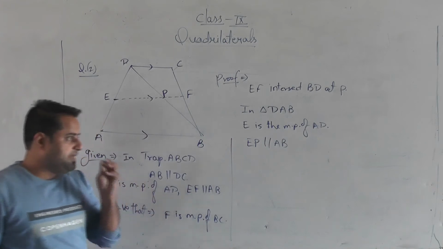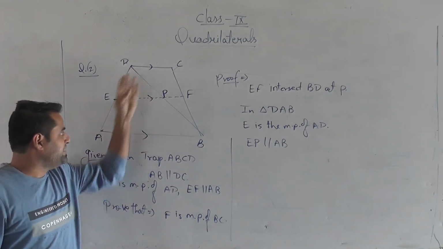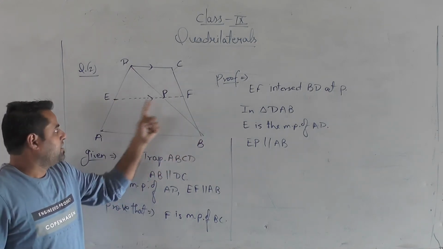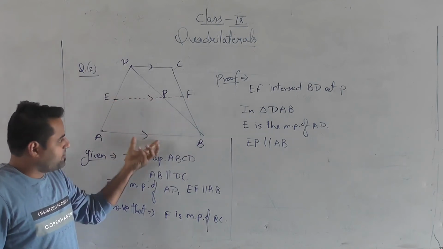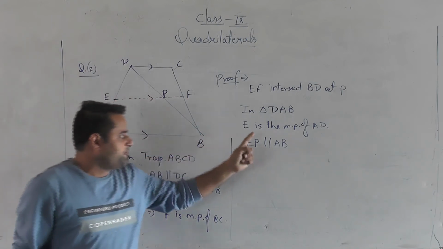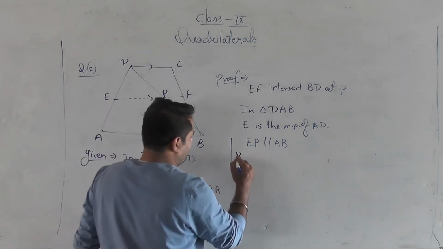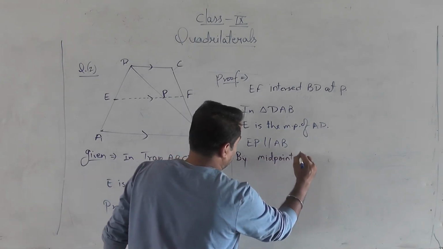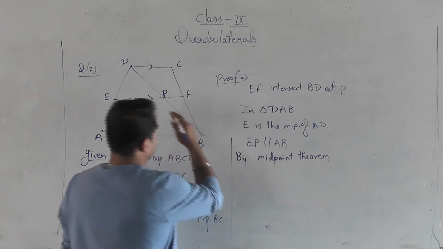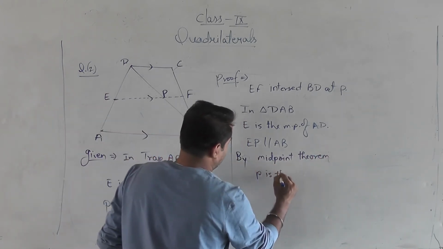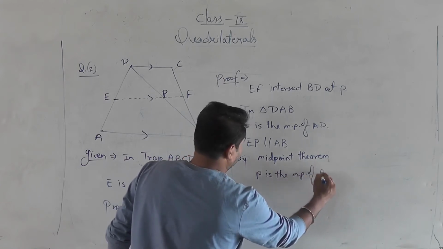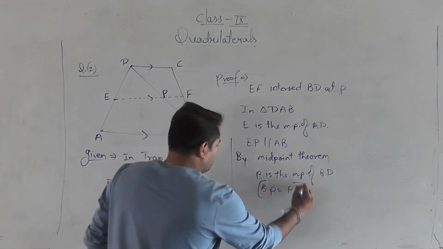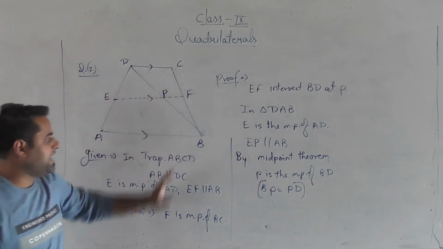Why call it EP? Because the EP line is in the triangle. We can't say EF, because EF is out of the triangle. So we call this part of the line, which is also parallel to AB. So from the midpoint, parallel, and bisecting the third. By the midpoint theorem we can say that P is the midpoint of BD, so that PB equals PD. Now P becomes the midpoint of the line BD.